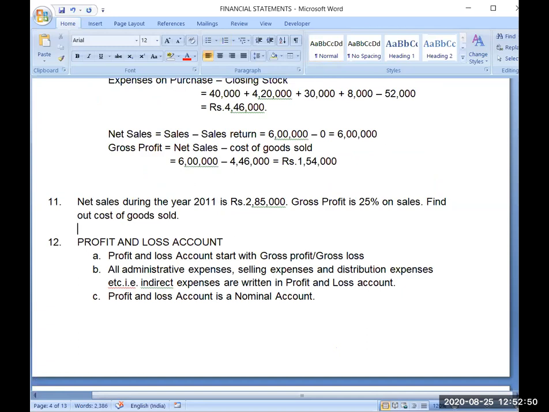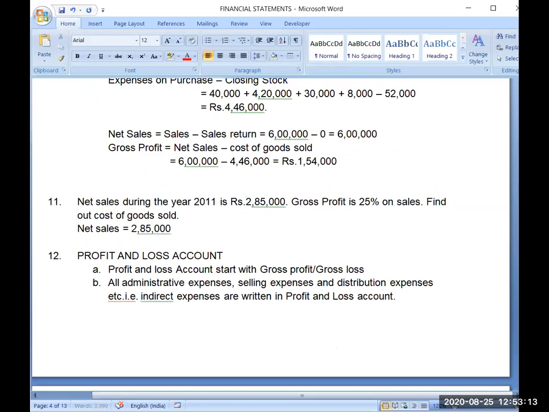Now I am solving this question. Net sales during the year 2011. Net sales is given. So net sales is equal to 2,85,000. And gross profit is also given. Gross profit is equal to 25% on sales.